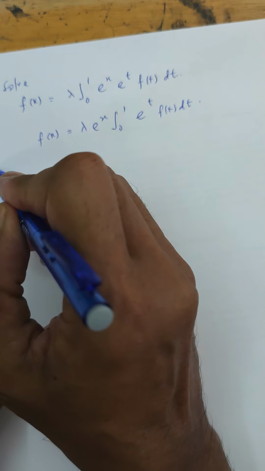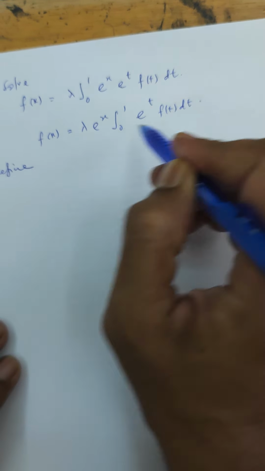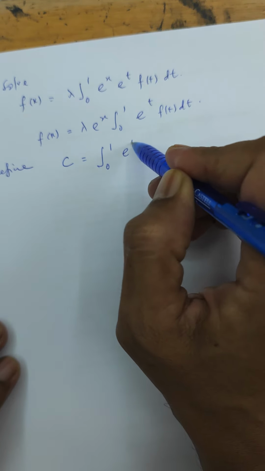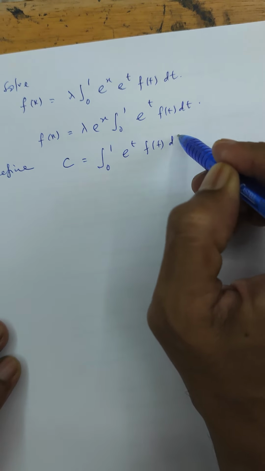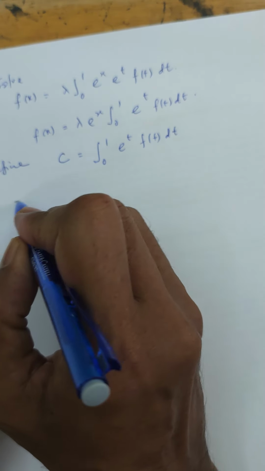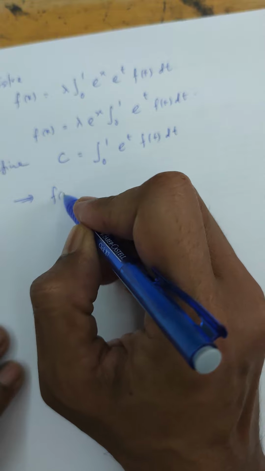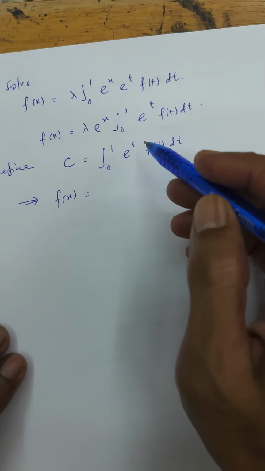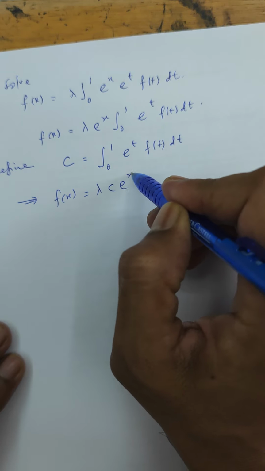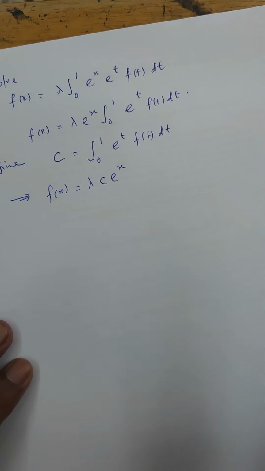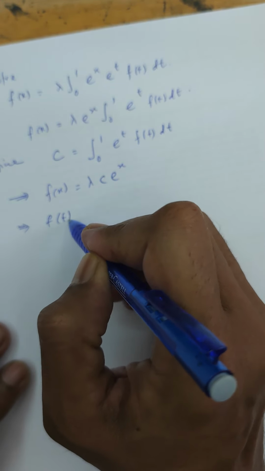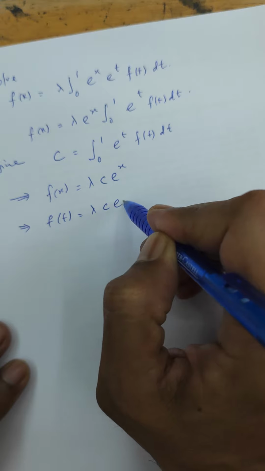Then we define, let's say, c equal to the integral from 0 to 1 of e^t f(t) dt. Thus we have f(x) is equal to lambda c e^x, and also I can write f(t) is equal to lambda c e^t.